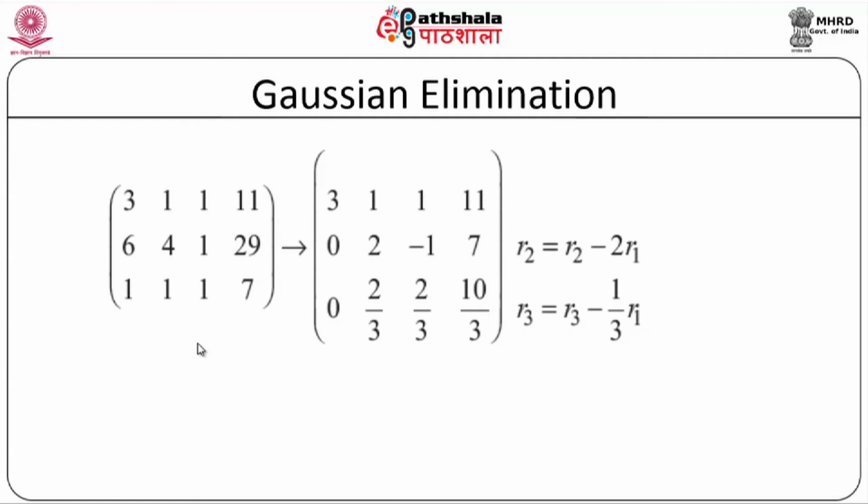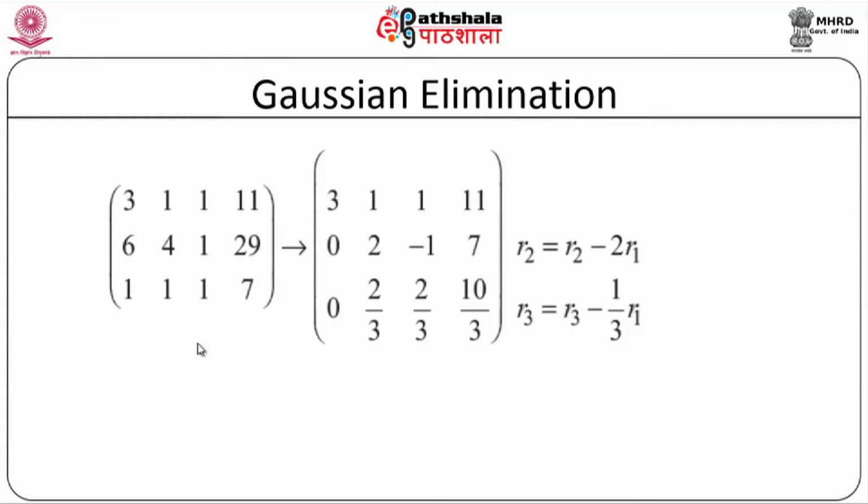That means we can use transformations like this. The new R2 is going to be R2 minus 2 into R1, so 6 minus 2 into 3 becomes 0. Similarly, the transformation R3 equal to R3 minus 1 by 3 R1 is going to eliminate the value to 0. Now you can observe that the coefficients in the last 2 equations are getting eliminated.